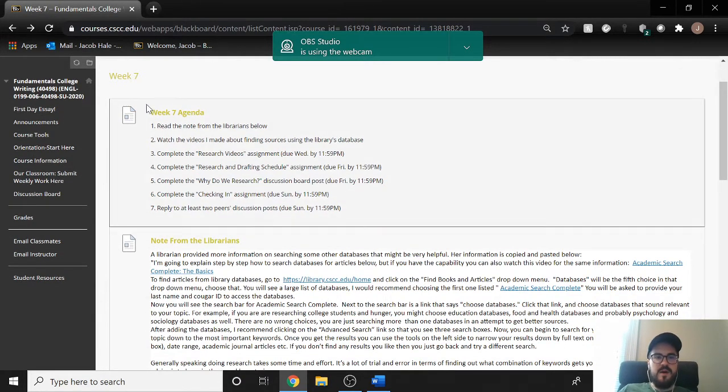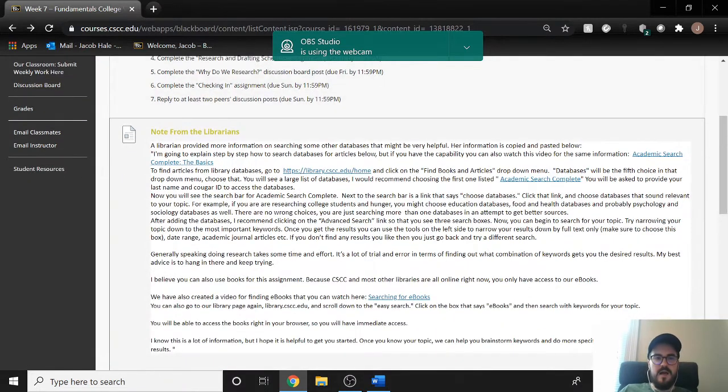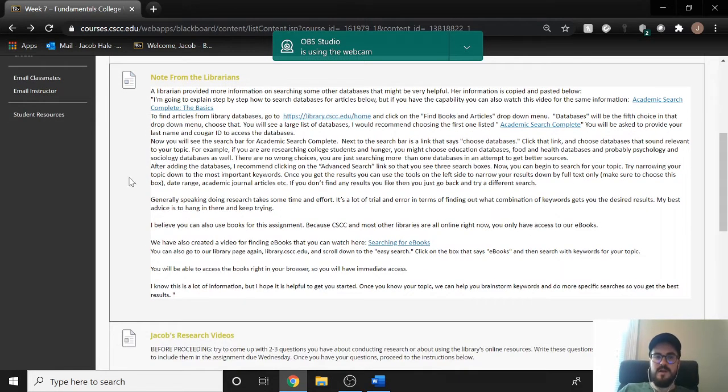At the top of our week 7 page here, you will see our agenda along with the due dates for your various assignments. Please note that you have one assignment due Wednesday, two assignments due Friday, and two assignments due Sunday. The first thing that you should do is read over this note from the Columbus State Librarians.